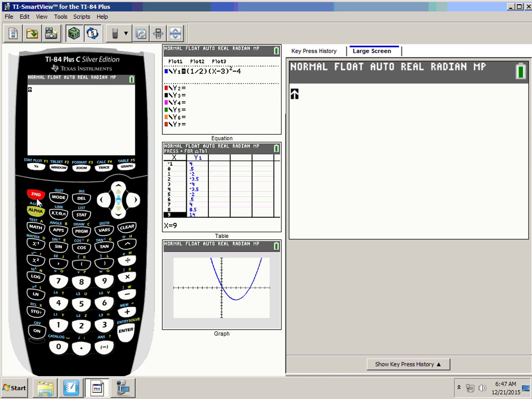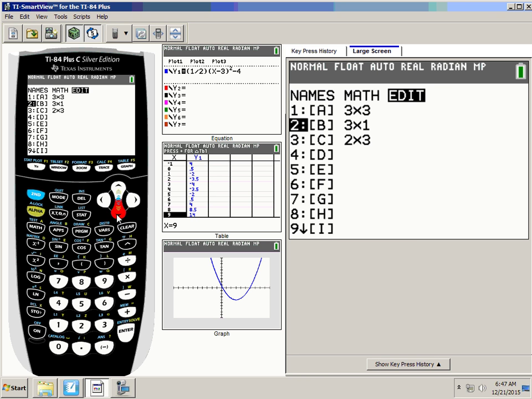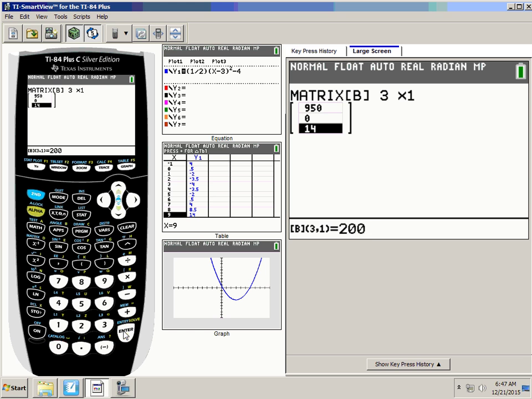Go back in, second matrix, over to edit, down to matrix B. This is for our constants. It's a 3 by 1. And our constants were 950, 0, 200. Again, push enter after the last element, and then push second quit.